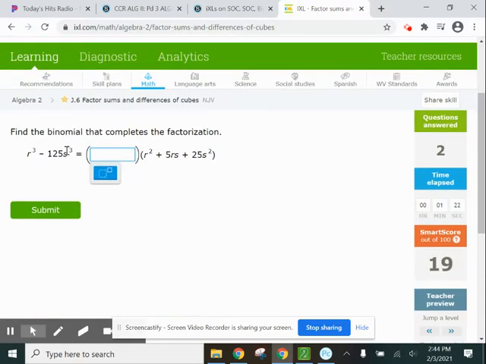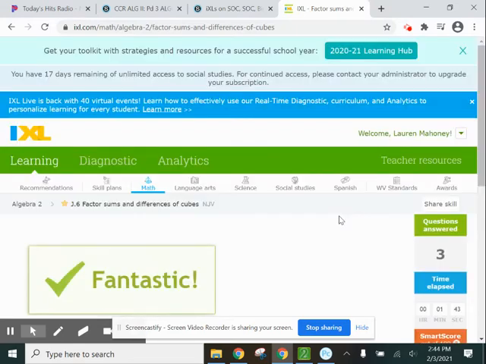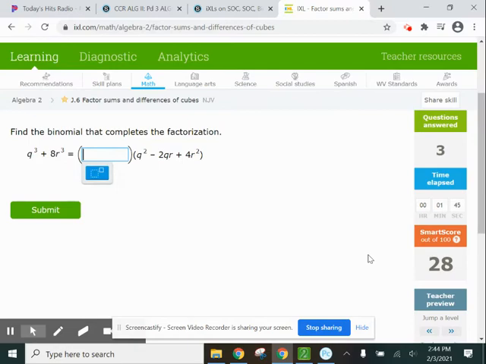Notice this one does throw in some numbers. So the cube root of my first term is still going to be an r. I'm still going to have a minus because that matches. But now I have to take the cube root of the 125 as well as the s cubed. The cube root of 125 is 5, and the cube root of s cubed is s. So this is going to be r minus 5s. And that's basically all you have to do here.